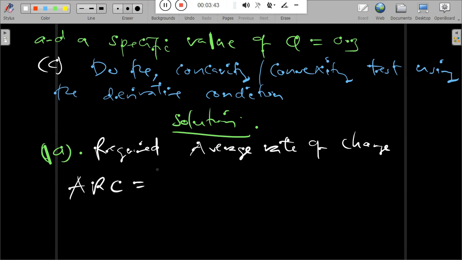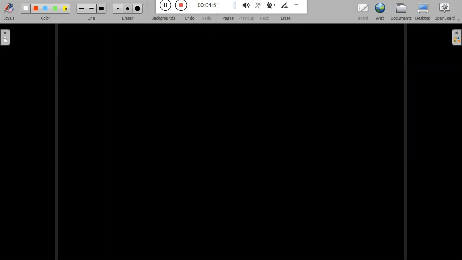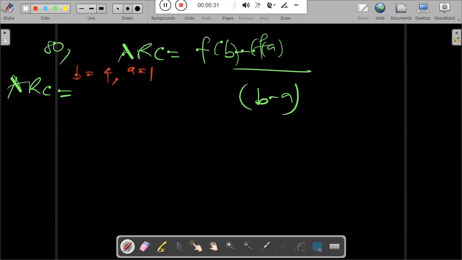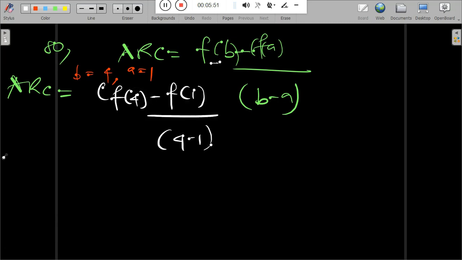Let's go to solution A. In the first part we are required to find the average rate of change. The average rate of change over the interval a to b is given by the function of b minus the function of a, divided by b minus a. Remember, the interval we are provided is 1 and 4, and the function is y is equal to 2x. So the average rate of change is f(b) minus f(a) divided by b minus a, where a is 1 and b is 4.